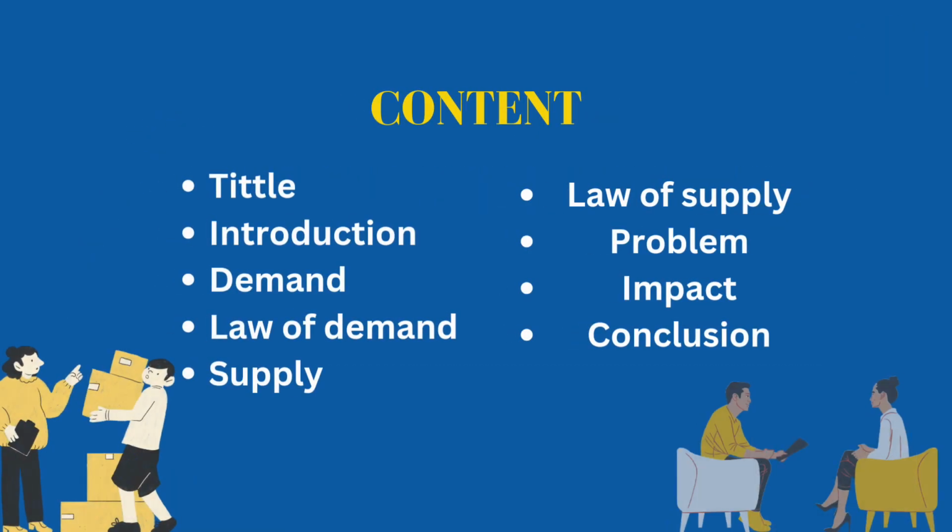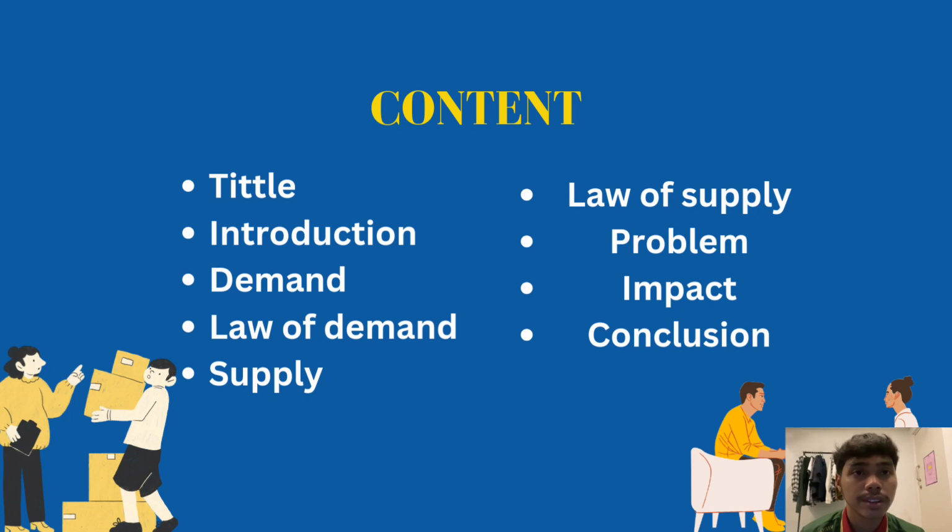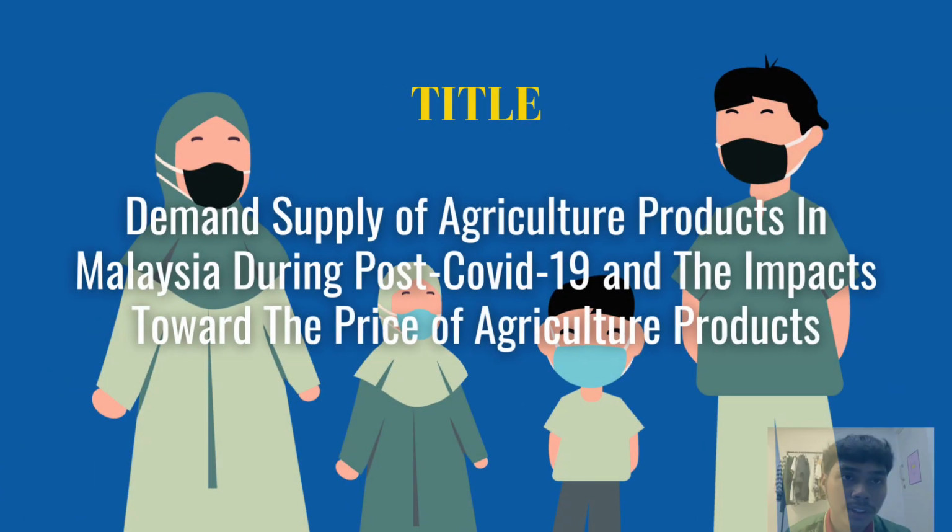So before I start, let me tell you about the content of this video. The first one we have is title, the second one we have introduction, next we have demand, law of demand, supply, law of supply, the problem, the impact, and the last one is conclusion. The title for my video presentation is Demand Supply of Agriculture Product in Malaysia during post-COVID-19 and the impact toward the price of agriculture product. So without further ado, let's get started.